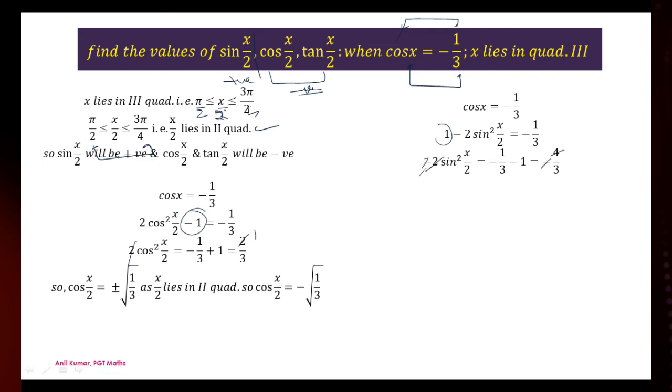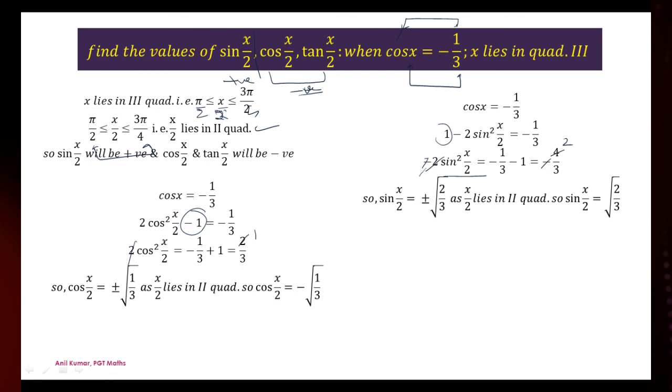2 2s are 4. So sin square x by 2 will be 2 by 3, and I can say that sin x by 2 will be plus minus root of 2 by 3. As x by 2 lies in the second quadrant, sin x by 2 will be positive. So the answer will be root of 2 by 3.